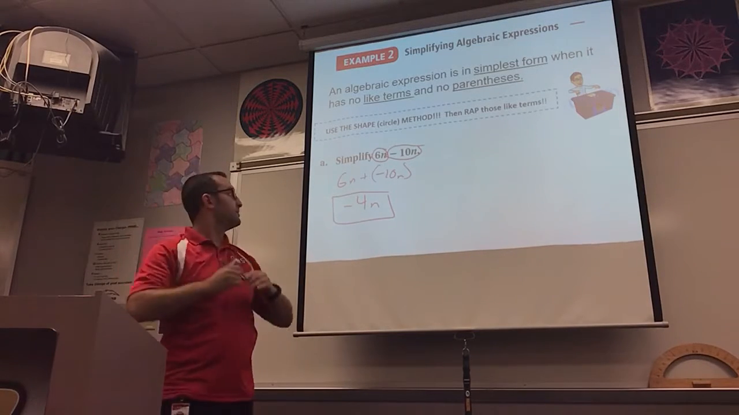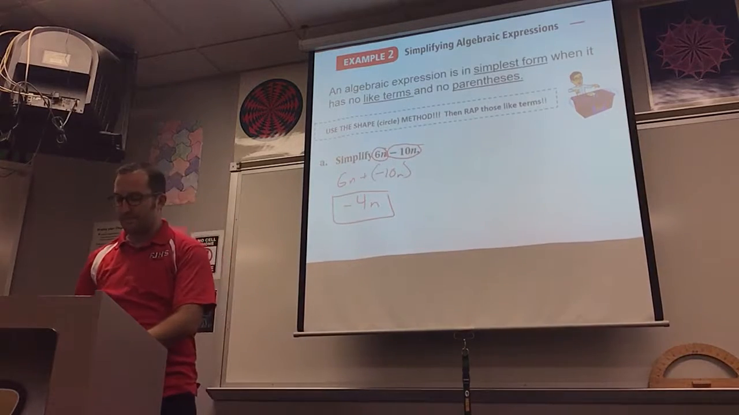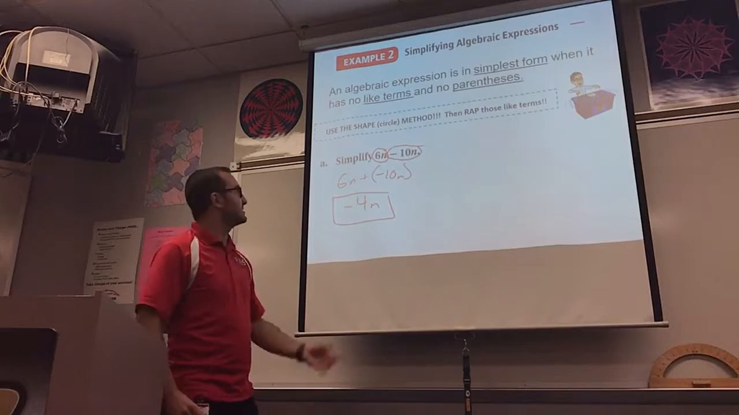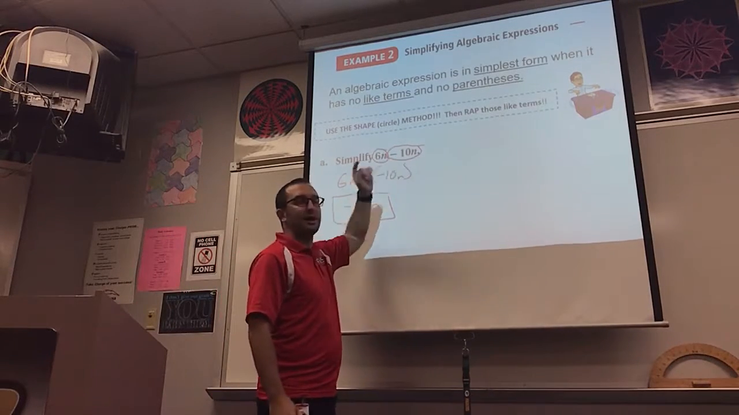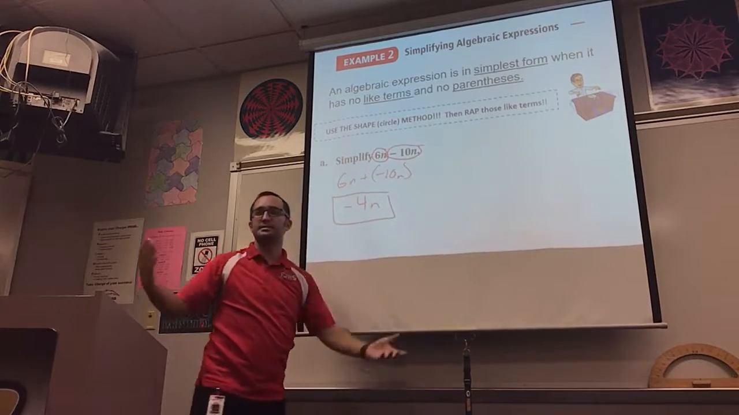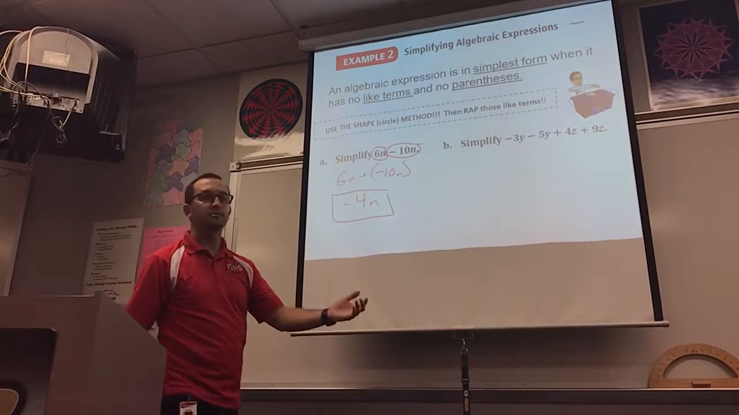Done. Now, do you have to write this step? No. But if you wanted to think about this as keep, change, change, you can. I wouldn't. I would just use the wrap. Right? Same sign, add. Different sign, subtract. So 10 minus 6. Keep the sign of the bigger one so I can be exact. Right? Cool? So let's do this one now.